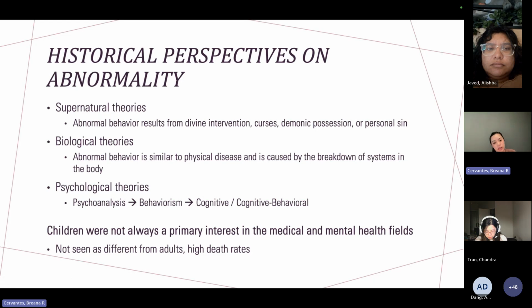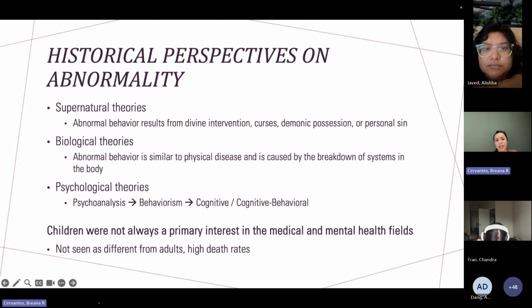Then we moved into psychological theories, and that's where we moved away from just believing that your body has to be the entire cause of mental health problems. And instead we moved into, actually, there are many different reasons and environmental reasons why mental health problems occur for anybody. And so we started off with psychoanalysis, moved into behaviorism, and then we moved into a cognitive revolution.